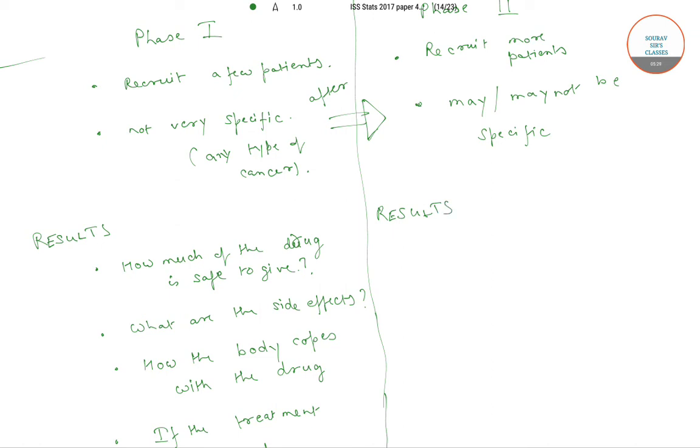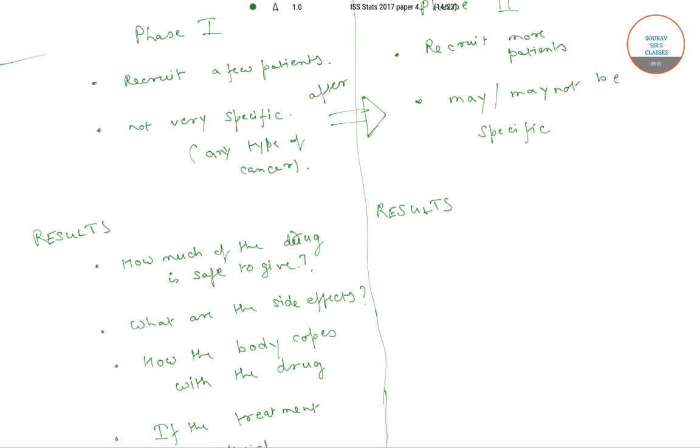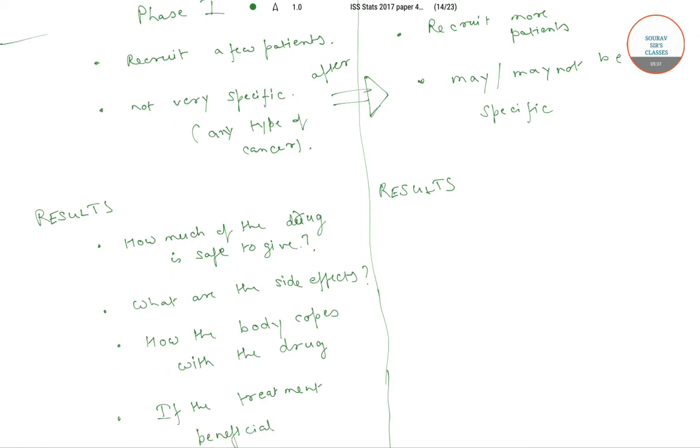The results of phase 2: the first one is which type of cancer, in this case, the treatment works for. That is, what is the specific problem or disease this drug or this treatment works for.